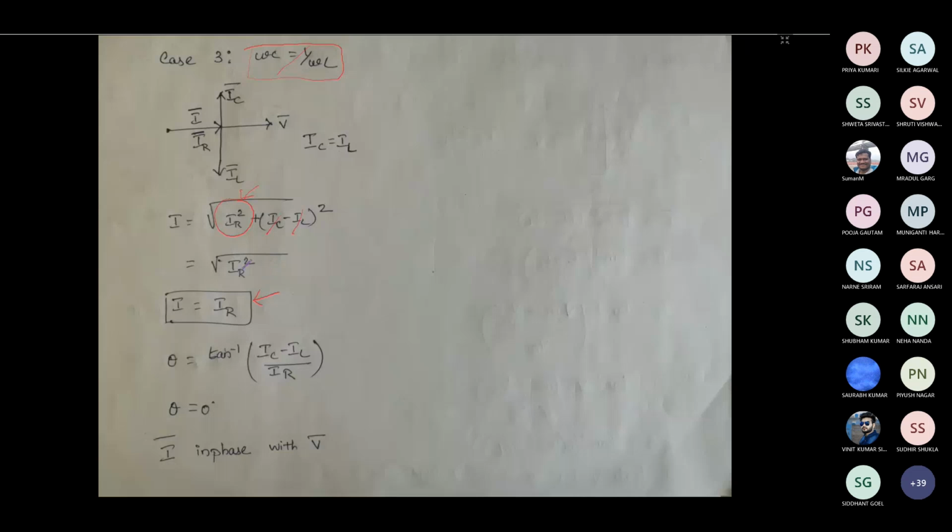So here the current will be in phase with the voltage. If the voltage is like this, the current will be in phase with that. That is, the resultant current will be in phase with the resistive current. Okay, so this condition is called as resonant condition. This condition is called as resonant condition.